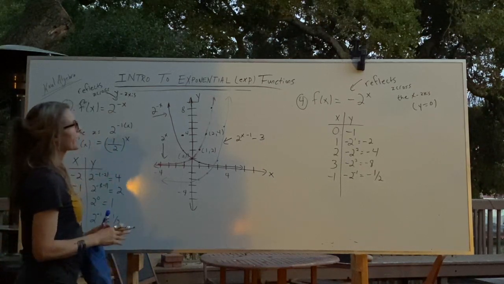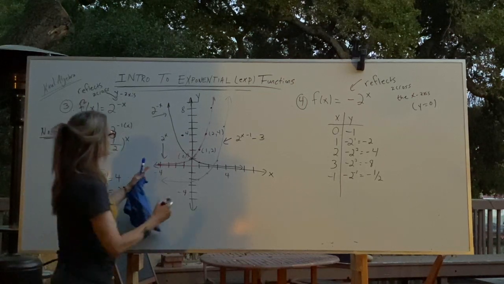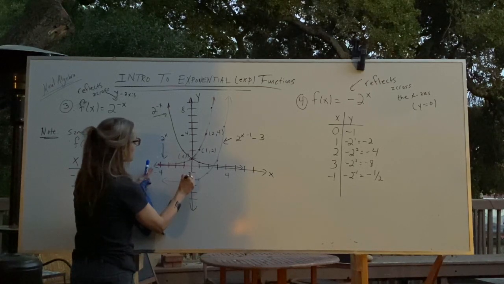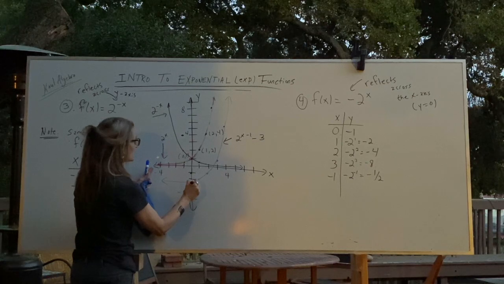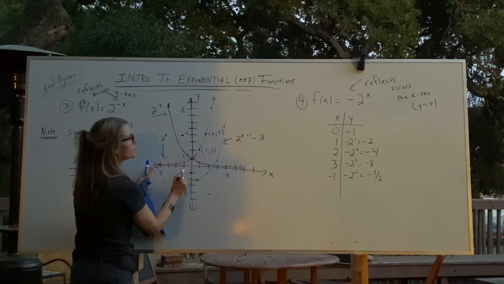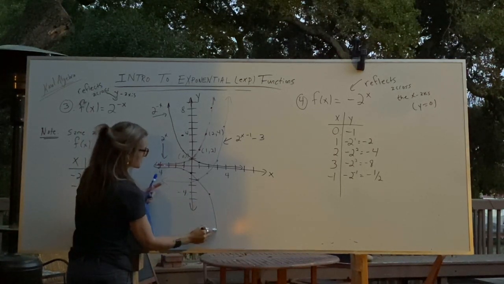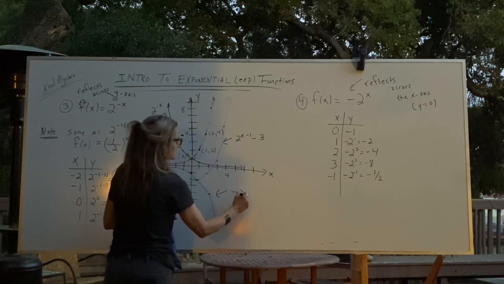Okay, so what happens here is we end up with 0, negative 1, 1, negative 2, 2, negative 4, negative 1, negative 1 half, and that's a general trend. I could go further. But this is my graph, negative 2 to the x.